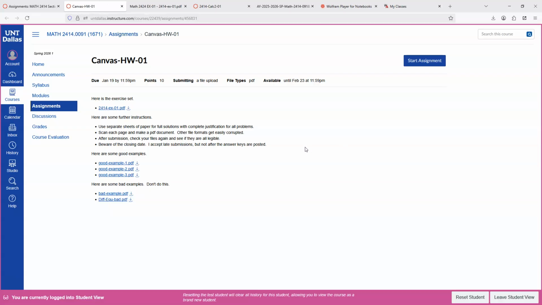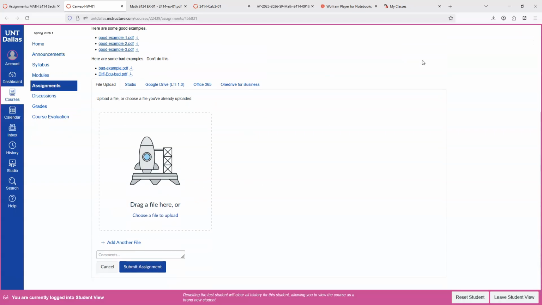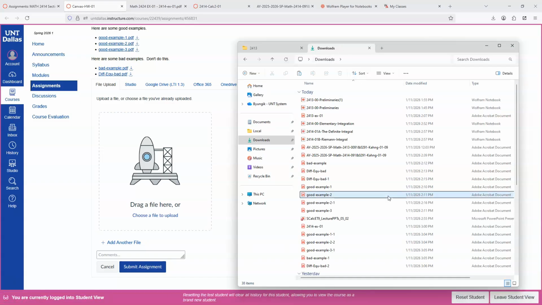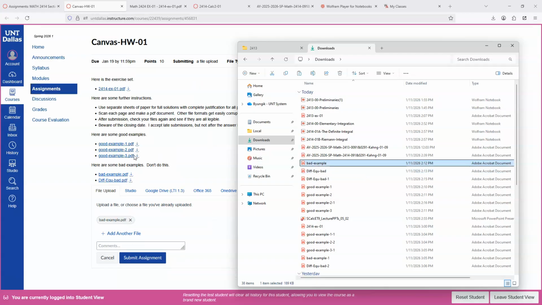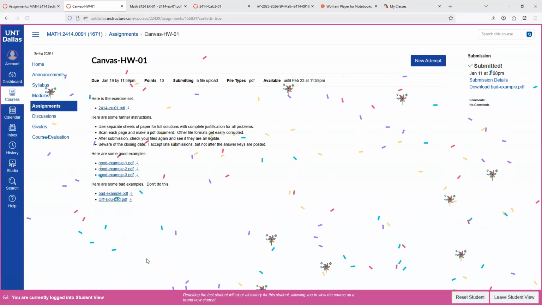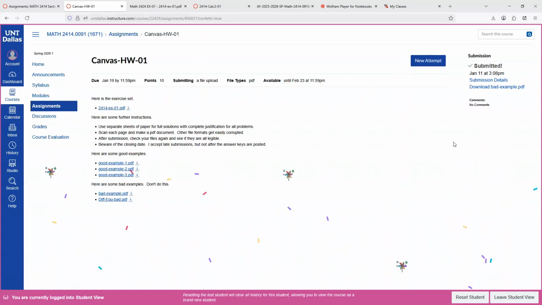Okay, suppose that you did your homework and suppose that you did great scanning. How do you submit? You can do this. Click this and then drag your file here. Let's go to downloads, and let's use this. Okay, bad example here. All right. And then, okay, submit the assignment. Okay, if you see confetti, that means it's done, but not done yet, actually. Please check your submission.